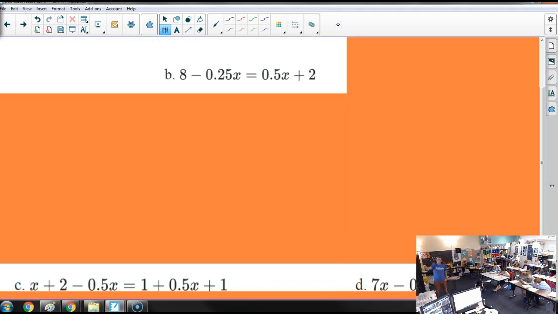So we have 8 minus a quarter x equals half x plus 2. Multiple ways to start this, but the thing that sticks out to me is we only have one negative. Right? The 0.25 is negative. So if I add that, it gets rid of my negative situations. So I do that on both sides.